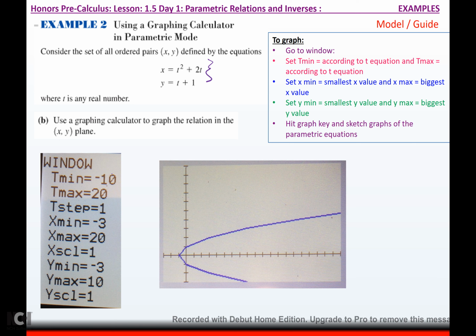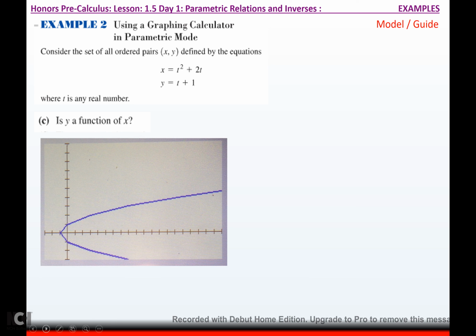I don't really know why I set it at -10, but I set my t-min at -10 to go to 20, and I stepped by ones. My x-min, because my data, remember, started at -3 and went to 20, counting by ones. And my y-min, I went from -3 to 10 and counted by ones. And you're going, well, Miss, how'd you know to use those? I didn't. I probably tried a standard window and didn't see a good picture, so I probably just played with it until I got a good picture. At any rate, this is what you get. Okay?